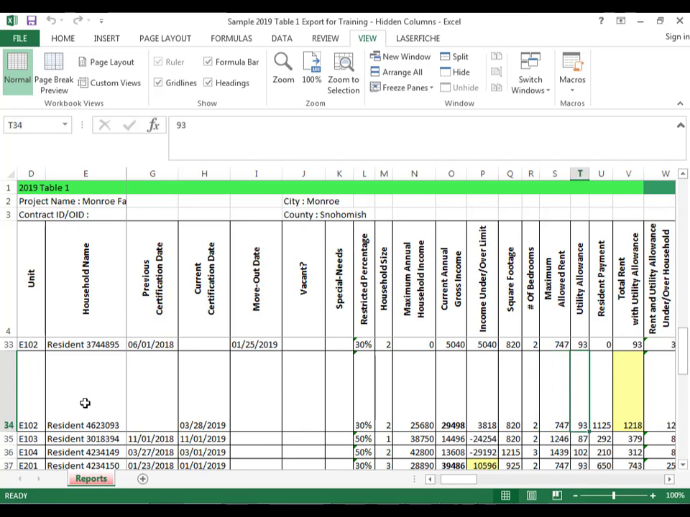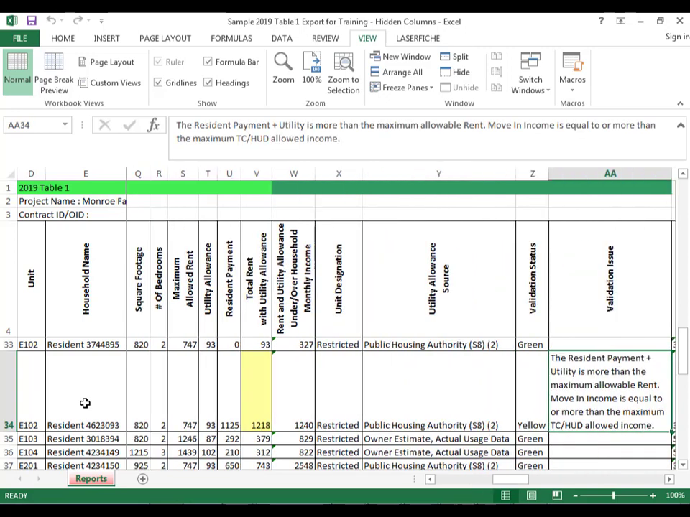That would include that utility allowance. But the resident is actually paying over $1,200 with the utility allowance included. So they are moved in over income, paying too much rent, and that is summarized in the validations for us. So what's our potential issue here?